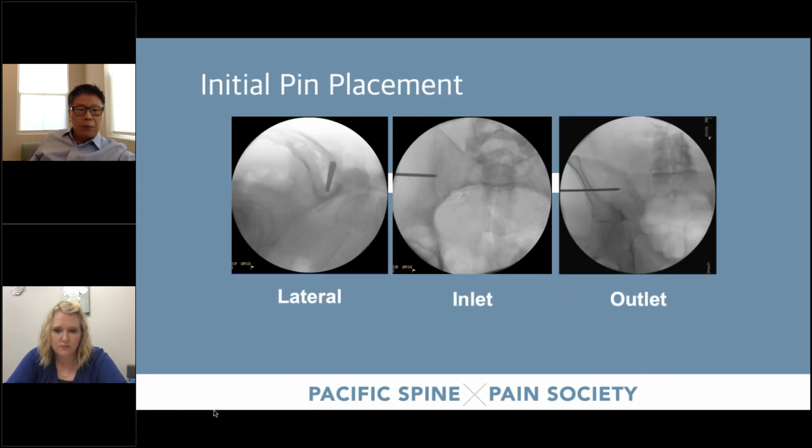So again, the first pin placement is important. It has to be below that sacral line on the lateral projection. It has to be above that pelvic brim on the inlet projection, and it has to be above or not headed right towards the sacral foramina on the outlet view. So once you get the lateral pin in, in the lateral view, and you confirm the inlet view, then most of the rest of the advancement is done on the outlet view. And you just keep advancing the pin until it goes across the joint. Next slide.